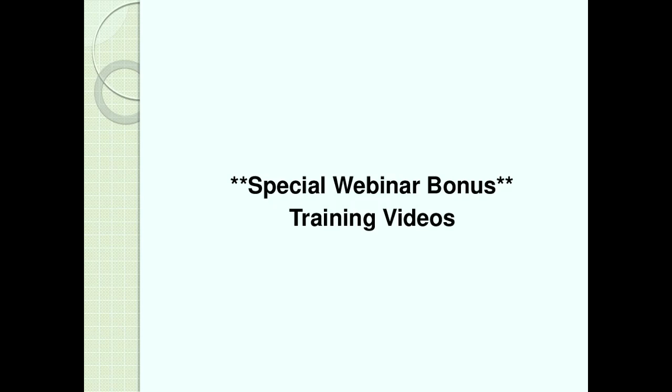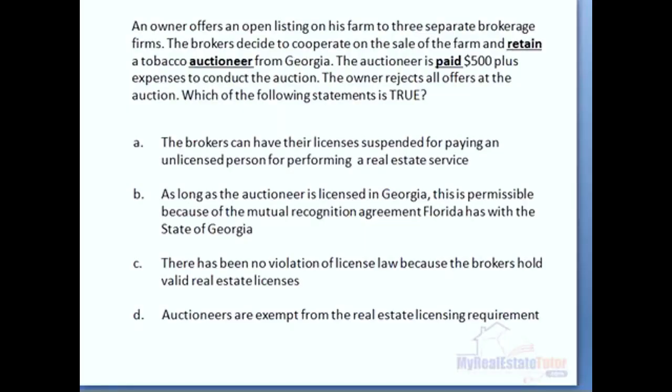All right, here's the law question now. An owner offers an open listing on his farm to 3 separate brokerage firms. The brokers decide to cooperate on the sale of the farm and retain a tobacco auctioneer from Georgia. The auctioneer is paid $500 plus expenses to conduct the auction. However, the owner rejects all offers at the auction. Which of the following statements is true?